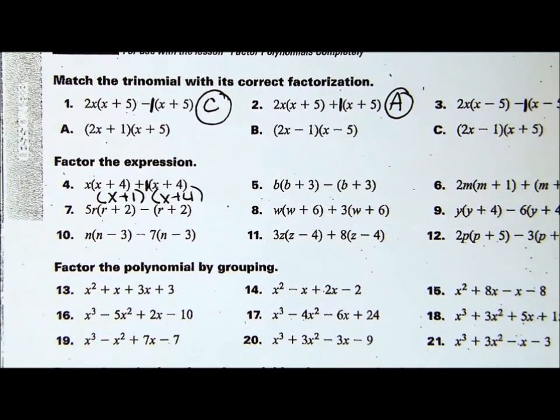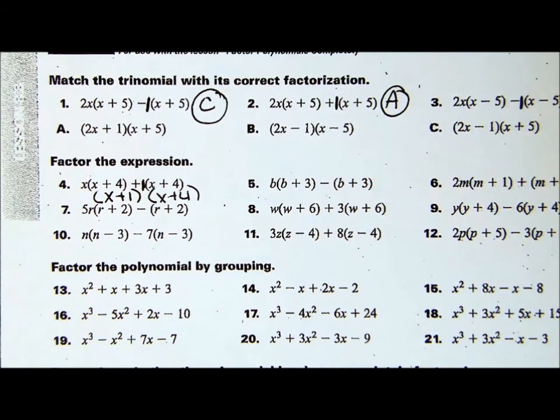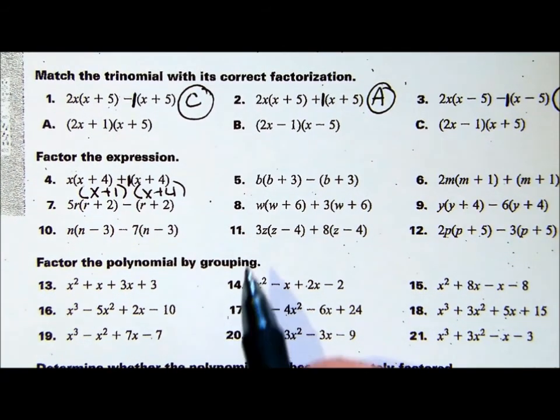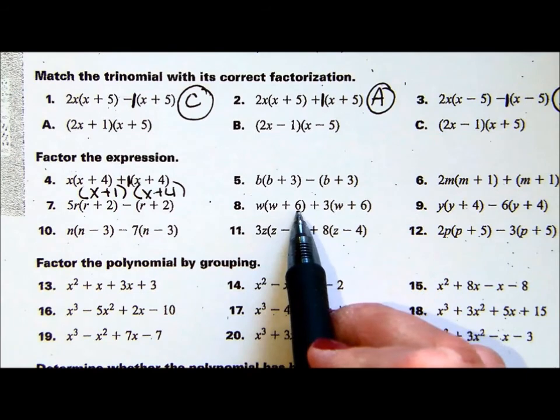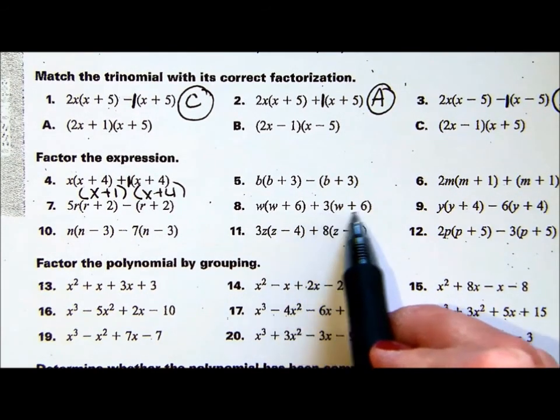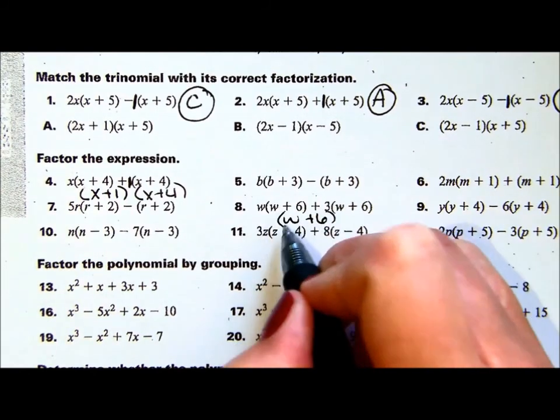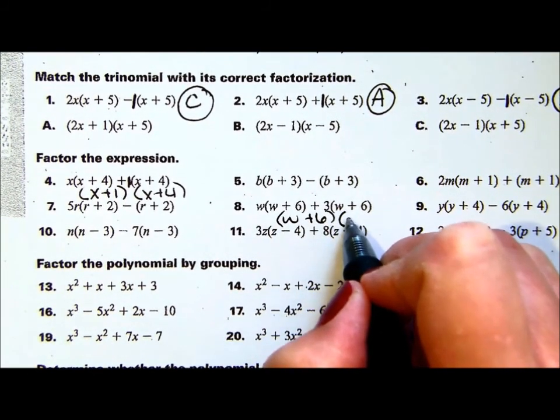Now, some of them give us all of the numbers, like in number 8. We have a w in the front with a w plus 6 behind, and then we have a 3 in the front with a w plus 6 behind. We know that we're going to have w plus 6. Our other parentheses is going to be the w and the positive 3. So we get w plus 6, w plus 3.